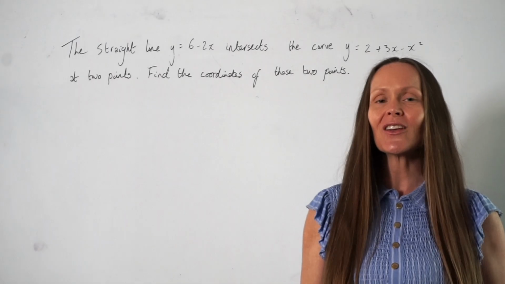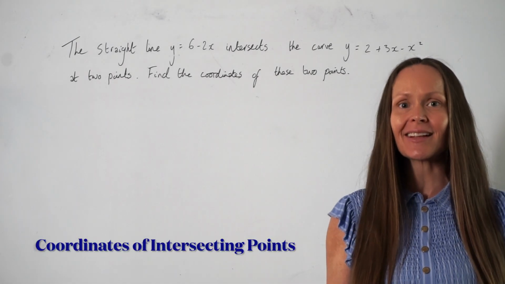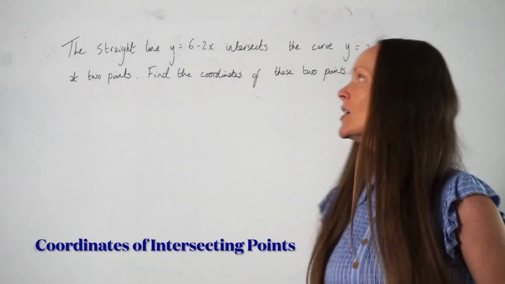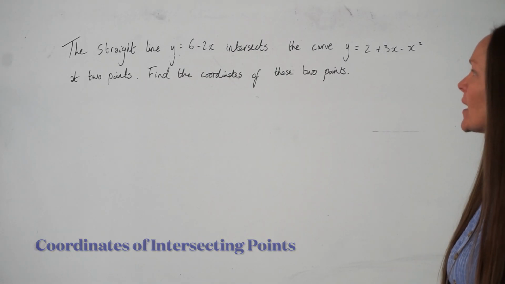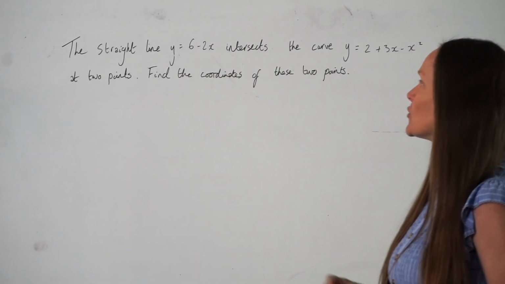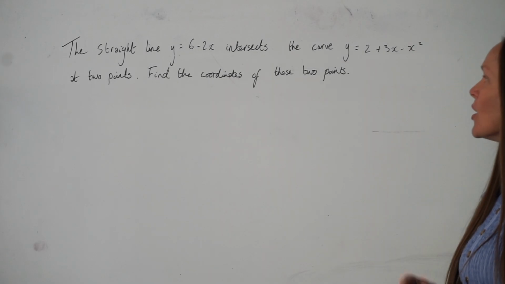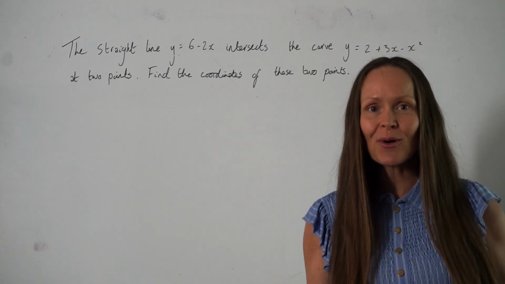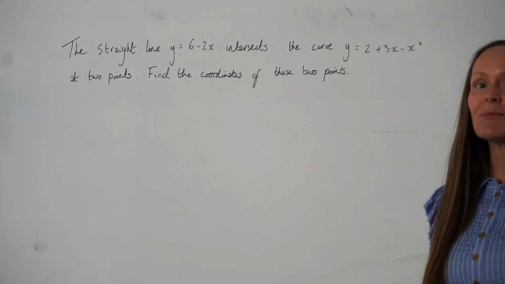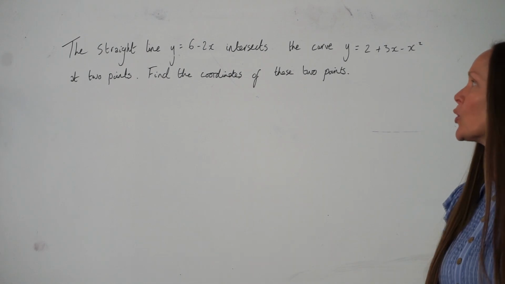In this video, I'm going to show you how to find the coordinates of intersecting points of two different lines. So in this question, it says the straight line y equals 6 minus 2x intersects the curve y equals 2 plus 3x minus x squared at 2 points. Find the coordinates of these 2 points.